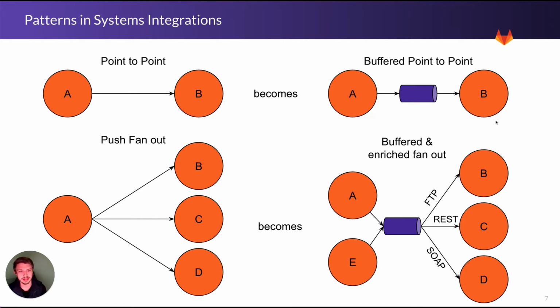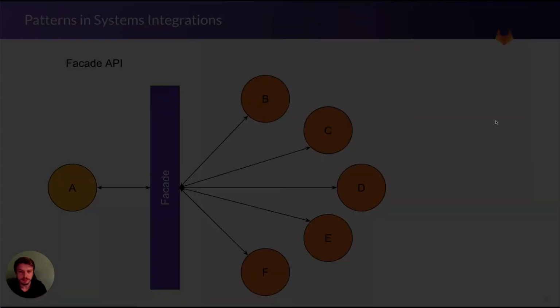This also allows us to support different transport types that potentially System A didn't support out of the box. So some downstream systems are older style systems. They only support FTP, or they might support SOAP. So we're able to provide different transport support for downstream systems.